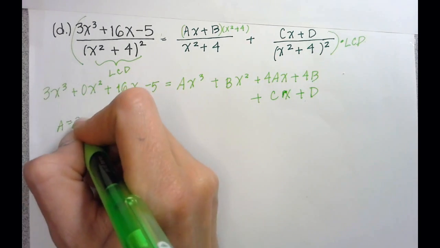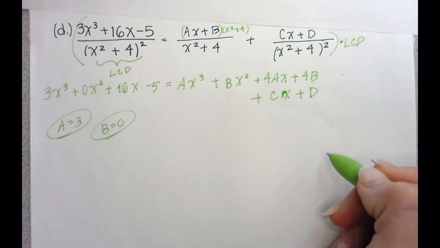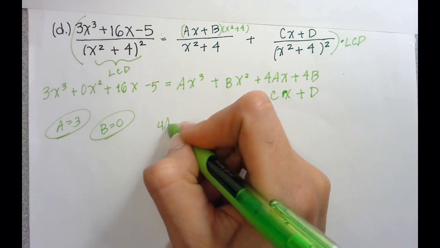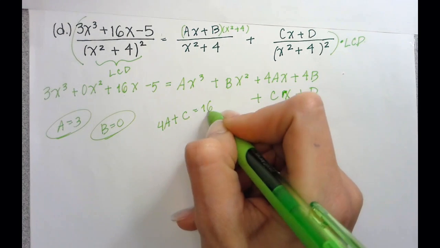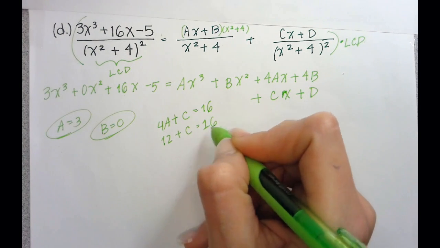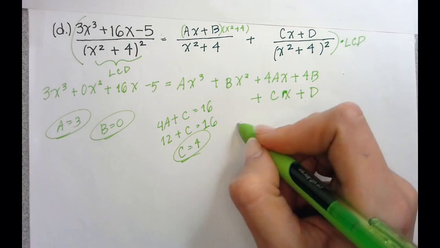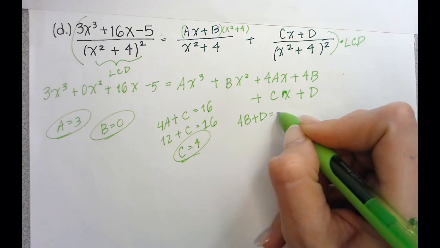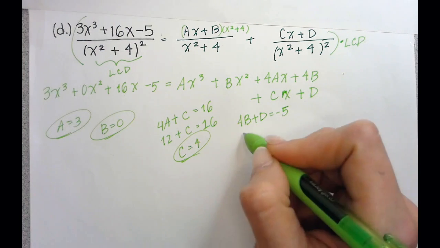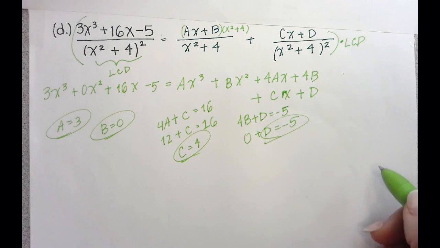A has to be equal to 3, done. B has to be equal to 0, done. 4a plus c. 4a plus c has to equal 16. If a is 3, that's 12, plus c is 16, which means c has to equal 4. And then 4b plus d has to equal negative 5. But since b is equal to 0, that means d equals negative 5.